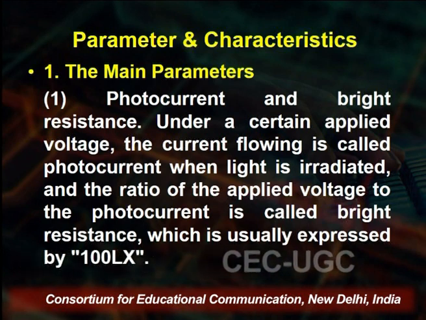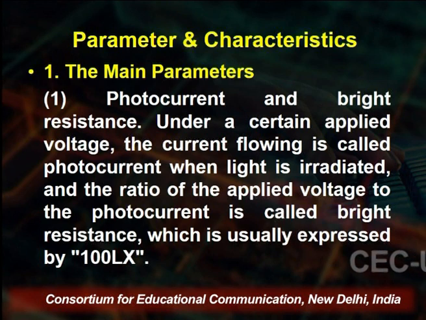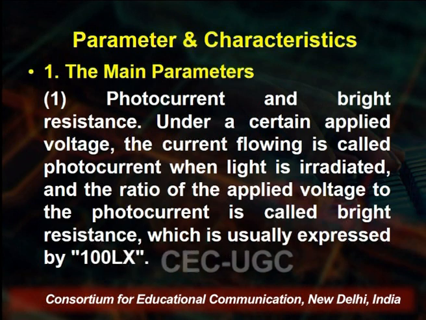So, bright resistance is one of the parameters, where the photocurrent is the current flowing when the light is irradiated and the voltage applied, and the ratio of the two gives the bright resistance, which is usually expressed at 100 Lx.